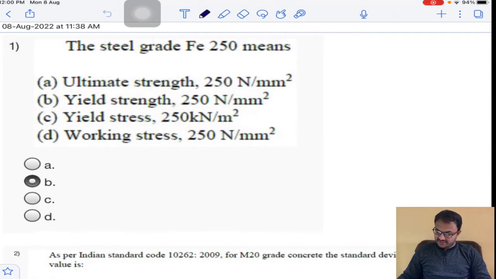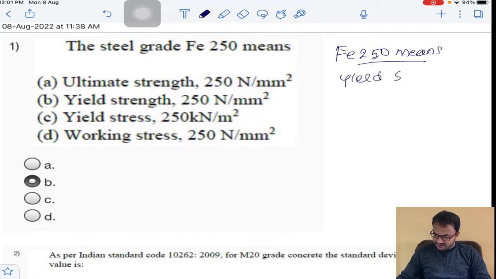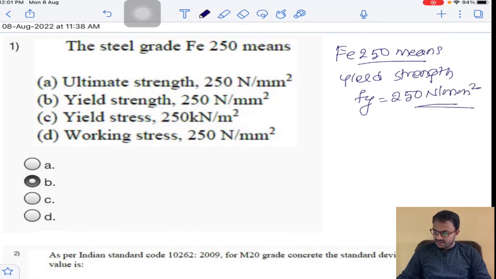So you can see the first question: the steel grade Fe 250 means yield stress, or yield strength, is equal to 250 Newton per mm square, or we call it 250 MPa. Megapascal means Newton per mm square. In the earlier assignments I have explained how to convert megapascal to Newton per mm square. So for this question the answer is B.